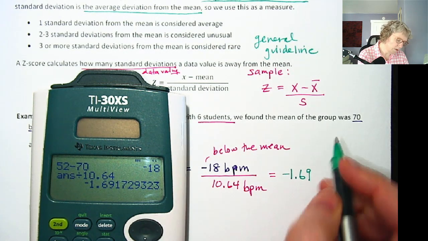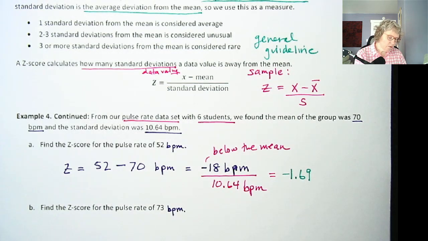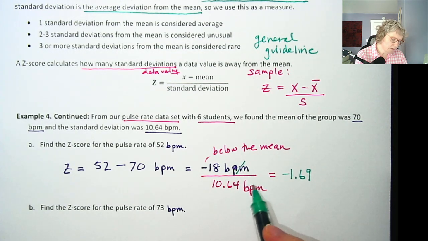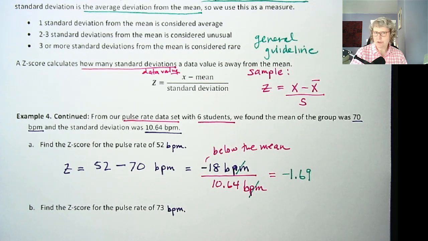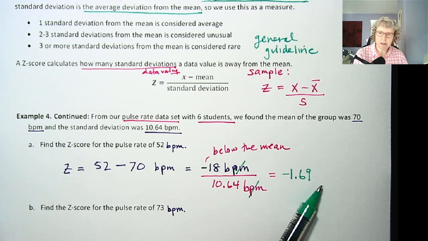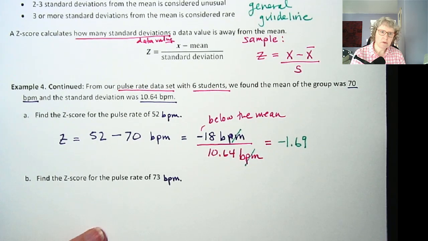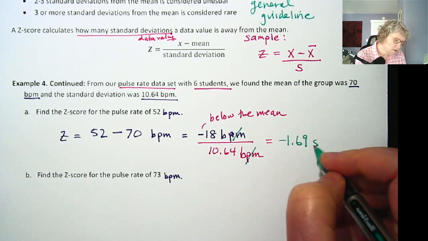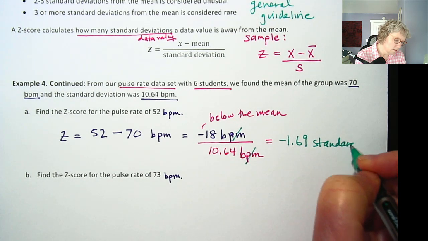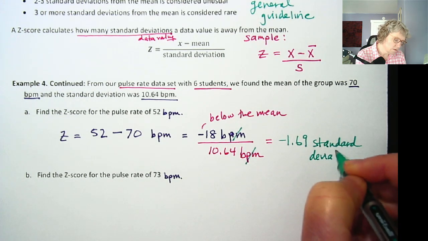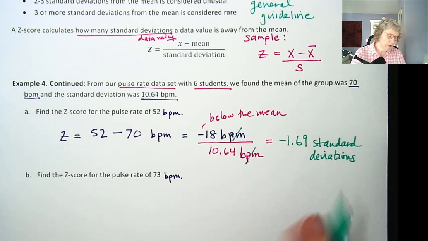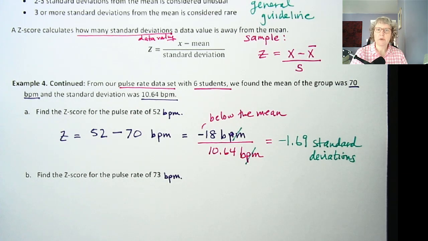So negative 1.69. Now, these were both beats per minute that we divided, so the units are not beats per minute. So what I would put for units here is standard deviations, because this is the number of standard deviations away from the mean. So let me move this up a little bit. Standard deviations. And remember, adding the units to everything just helps you understand, and helps other people understand what you're doing.